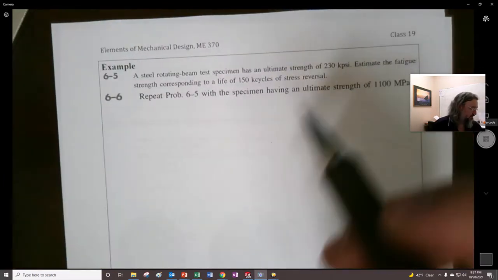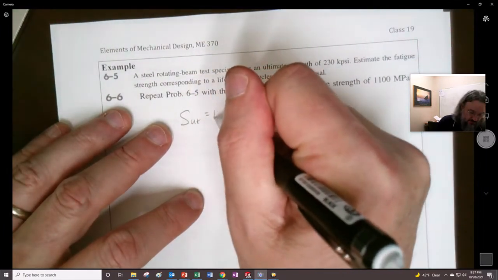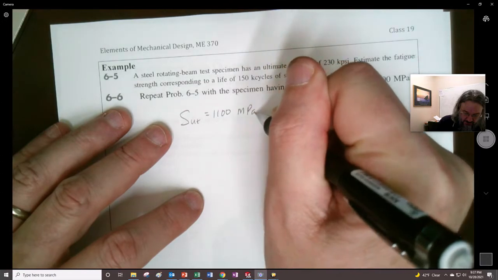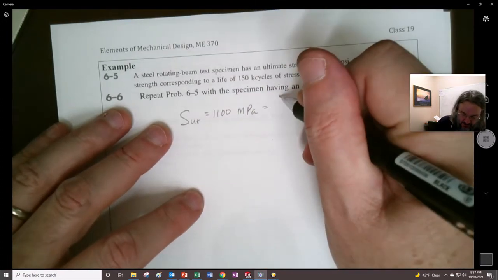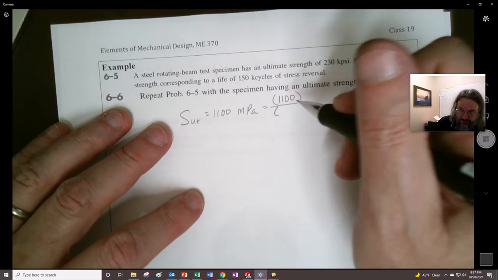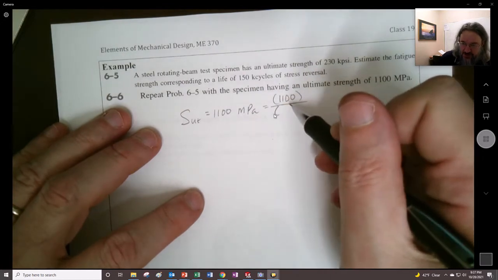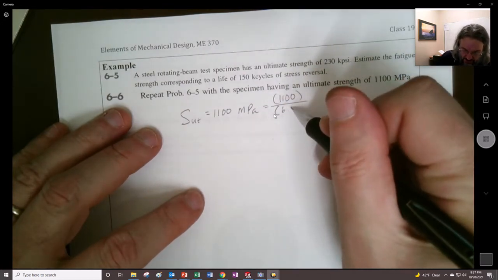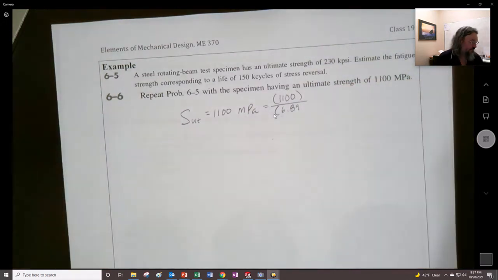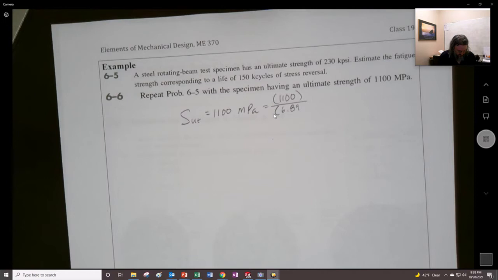So we have an ultimate strength of 1,100 megapascals. I think in the new Shigley 11th edition, there's actually a value listed on the table, but we'll look it up in a second anyway. I could take 6.89. Oh boy, I can't remember the conversion factor. Let me look it up in the book. Don't rely on my memory. No one should ever rely on my memory. I know I don't trust it at all.